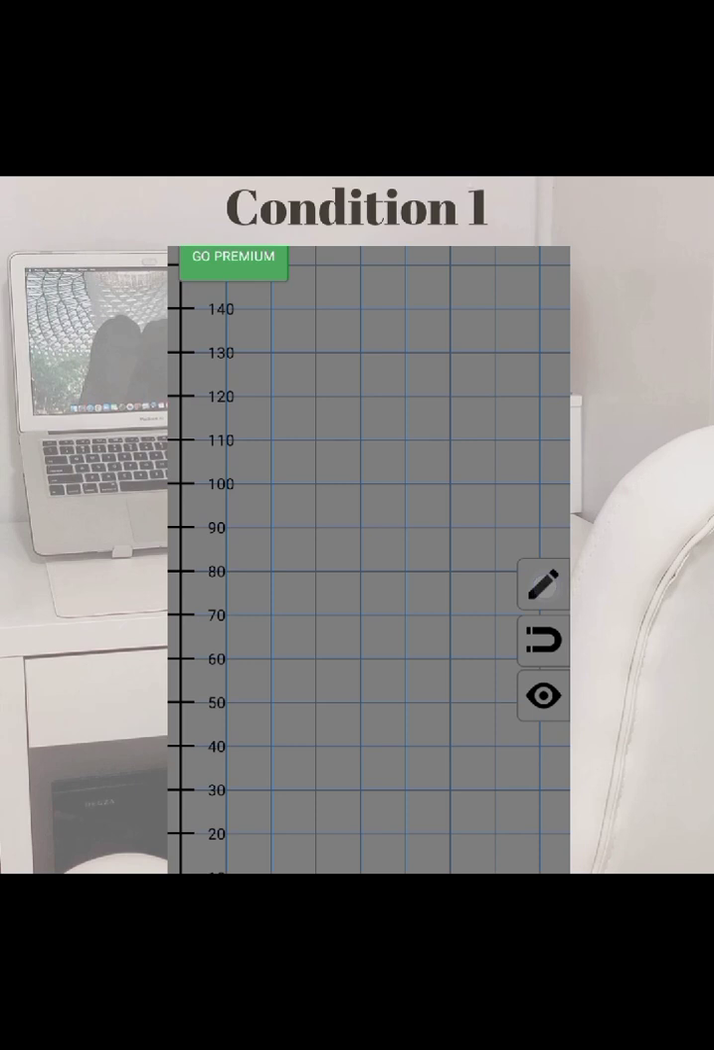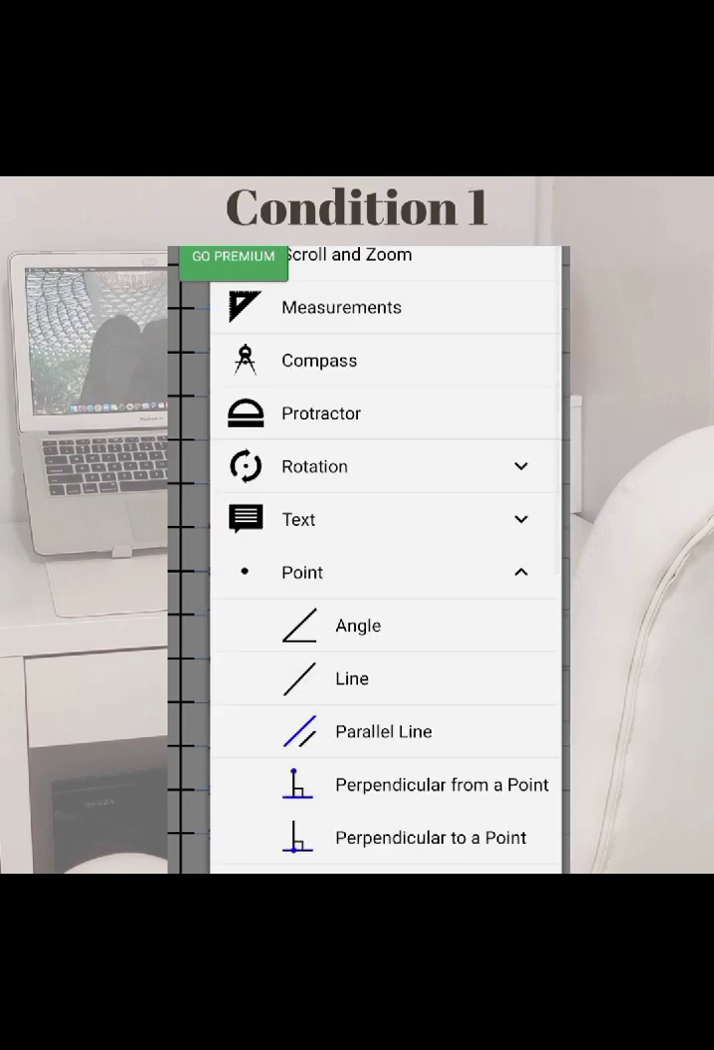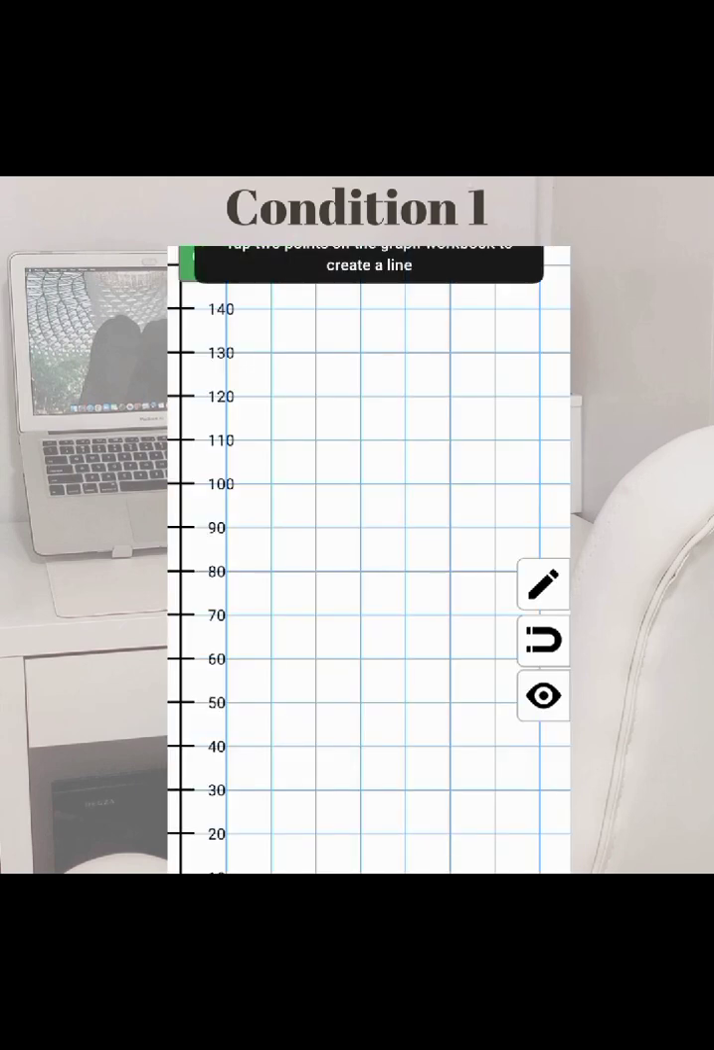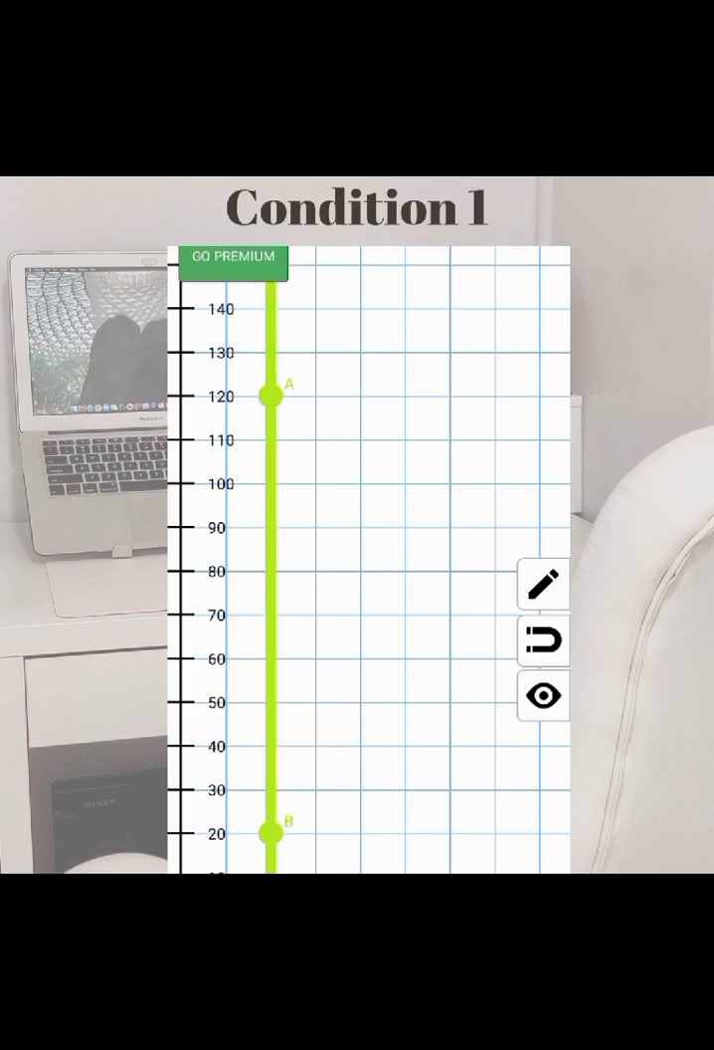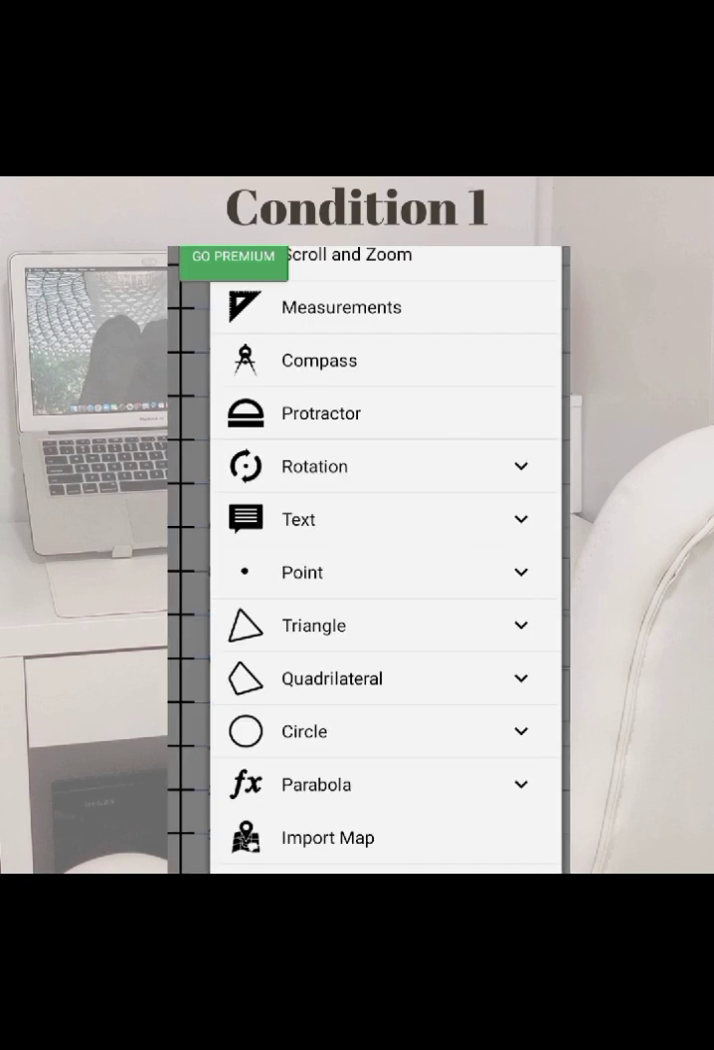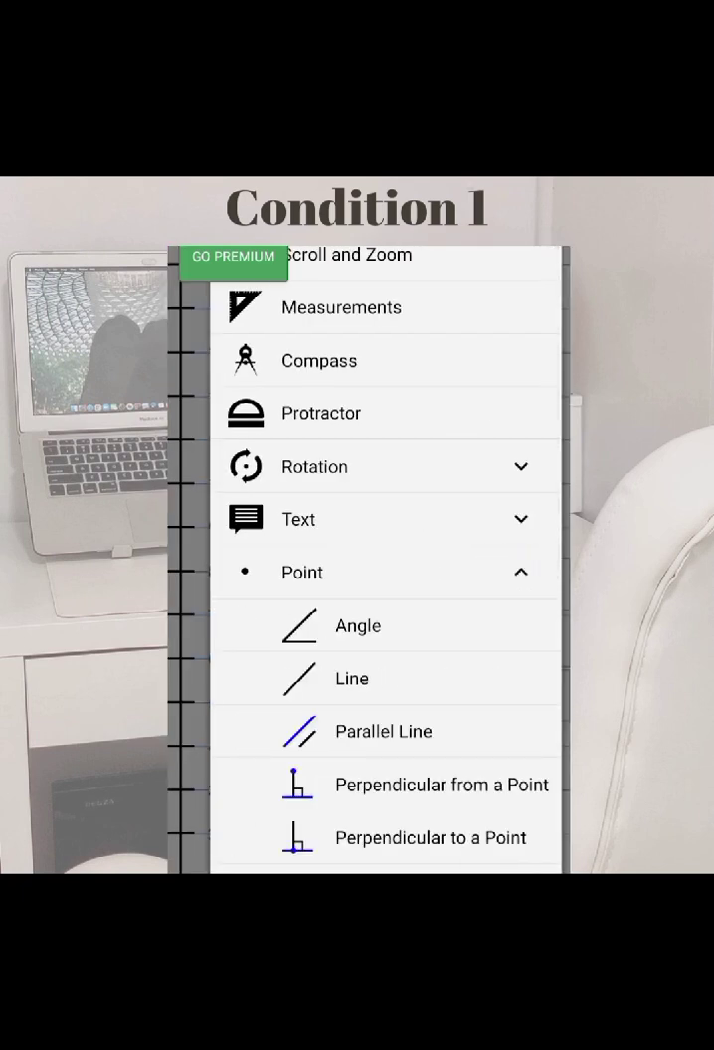Suppose that the plane is called plane X, and we will place a line, a yellow-green line called line AB. And then, we will put a line parallel to line AB. We will call it line CD.